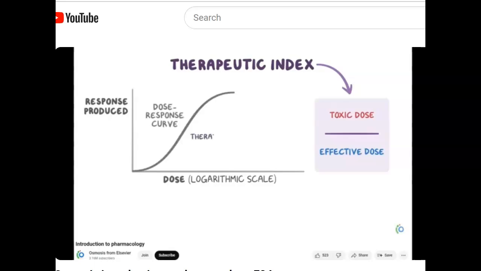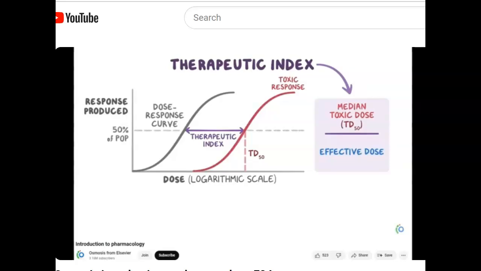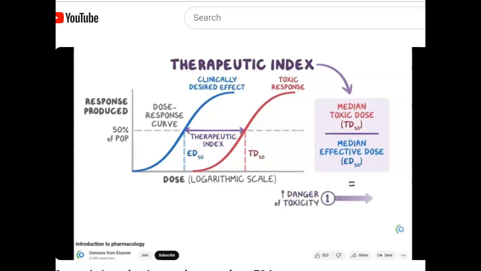So, to calculate the therapeutic index, we divide the median toxic dose, or TD50, which is the dose that causes a toxic response in 50% of the population, by the median effective dose, or ED50, which is the dose that produces a clinically desired effect in 50% of the population. The closer the ratio is to 1, the higher the danger of toxicity, so the larger the therapeutic index, the safer a medication is considered to be.